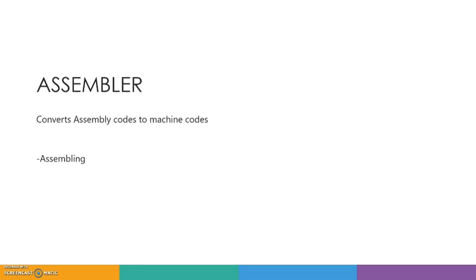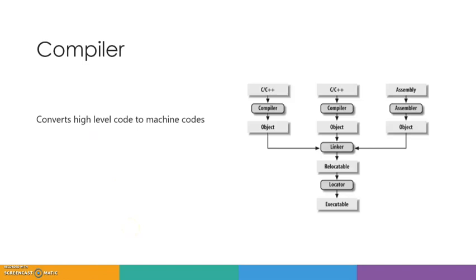First one is assembler. Now what is the function of an assembler? We have already seen that an assembler is a tool which is going to convert assembly language codes, or assembly language, to machine codes, and the process is called assembling. Next one, compiler. That also we have seen. A compiler will be converting high level language to machine codes. See here, the first step is actually the compiler, or compiling. See here also. So that is the function of a compiler.